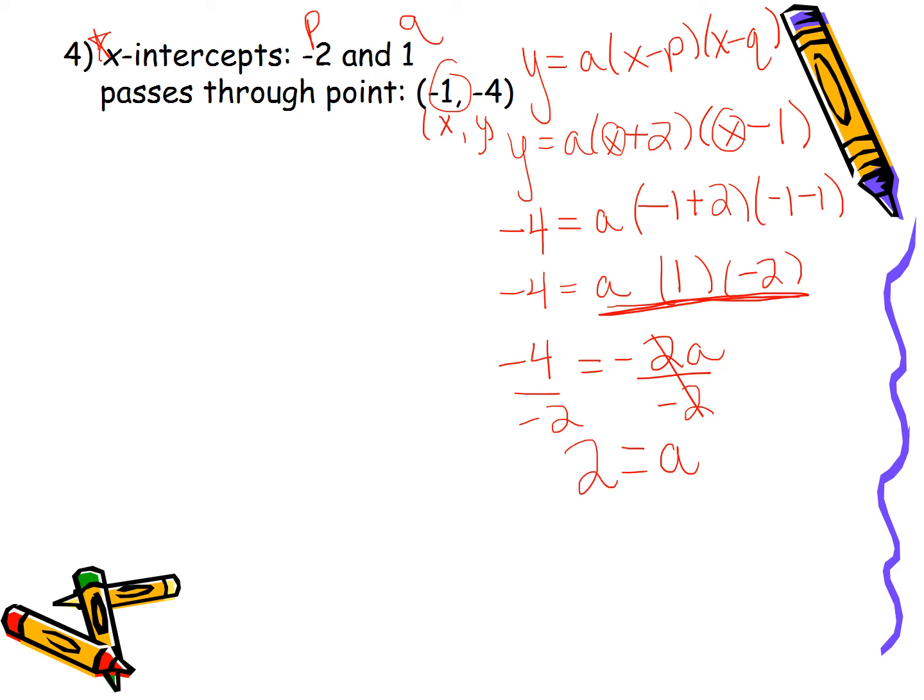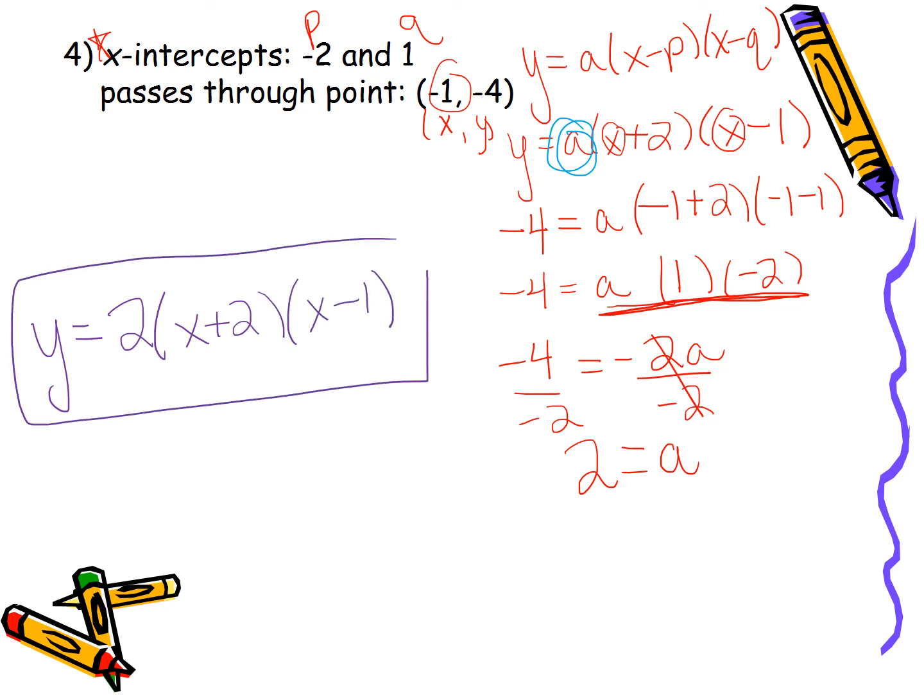So that means that we can replace this a with what we found, which was 2. So my final equation is going to be y is equal to 2 times x plus 2 times x minus 1. And that's my final equation in intercept form.